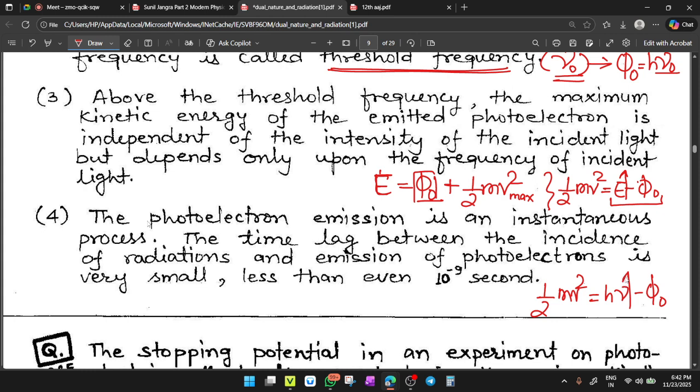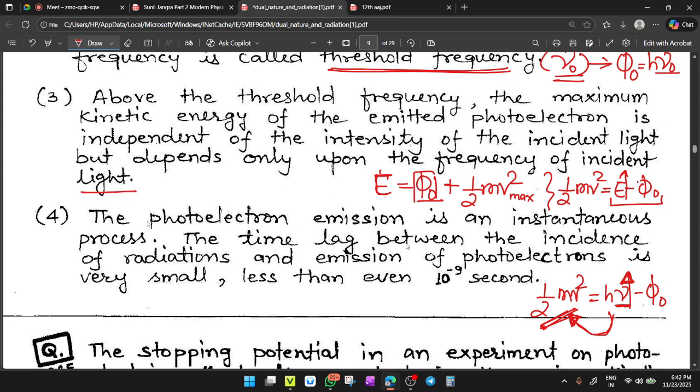So as you increase the value of the frequency of the incident radiation, there will be more advantage for maximum kinetic energy. Means on increasing frequency, kinetic energy also increases. So above the threshold frequency, the maximum kinetic energy of the emitted photoelectron is independent of the intensity. This energy depends on the frequency of the radiation, not on the intensity of the radiation, because energy is related to the frequency only.